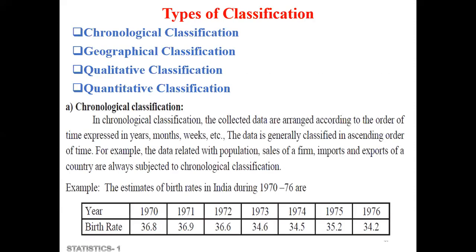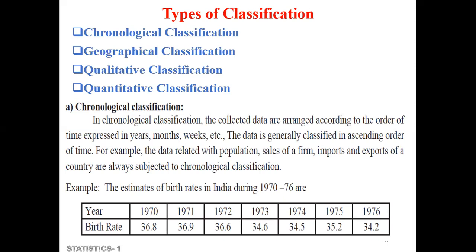So what are the different types of classification? We have four types of classification. One is chronological classification. The second is geographical classification. The third is qualitative classification. The fourth is quantitative classification.